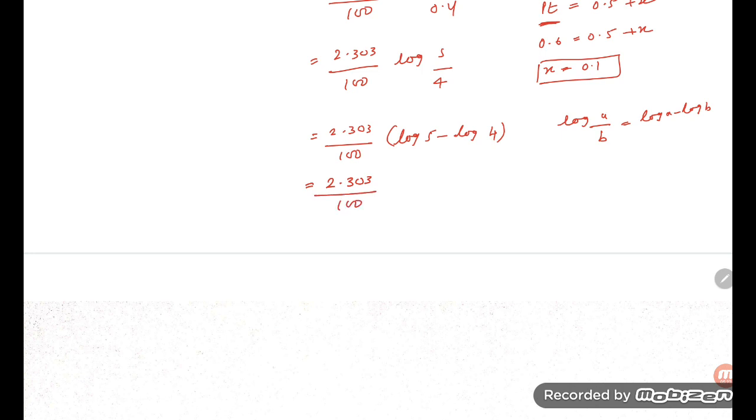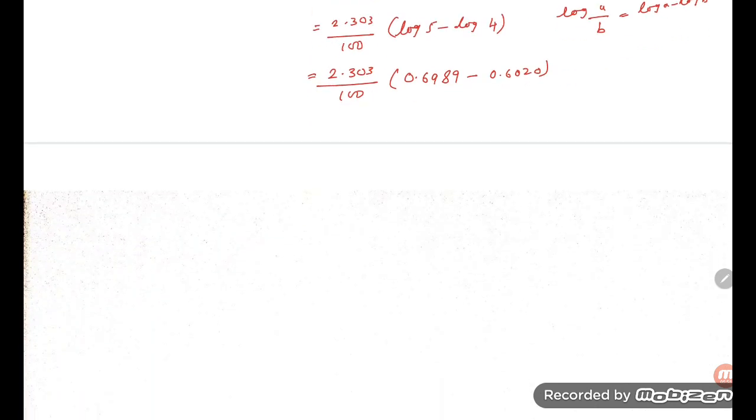If I would say, student, to find the value of log 5, you can see the log 5 value in the table. It is 0.6989. If you talk about the log 4 value, it is 0.6020, right? Now student, we need to solve this problem.